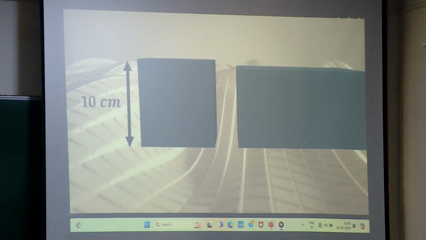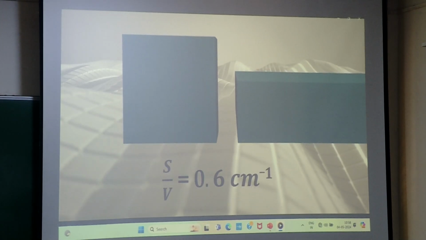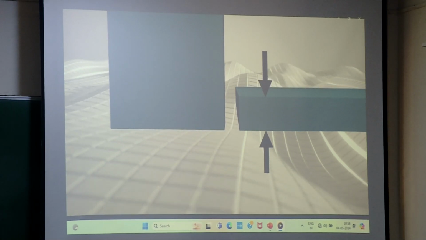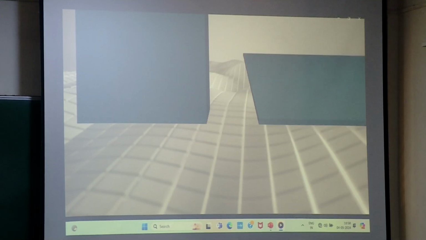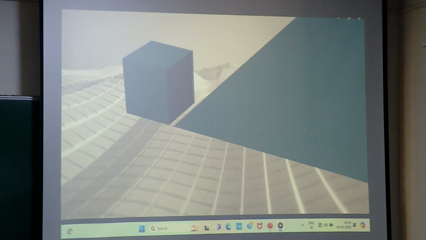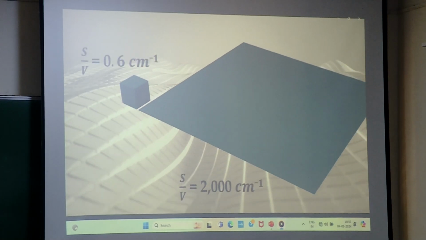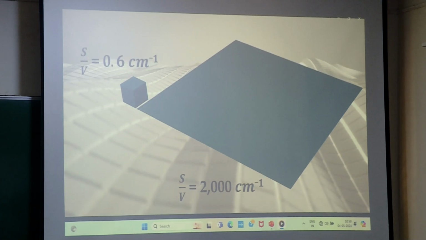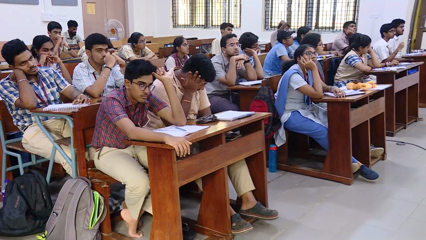They are all packed, but the surface atoms have free ends which can react. So if you take a cube again of 10 centimeter and then shrink it, you can calculate the surface area to volume ratio for 0.001 centimeter. It's the same volume. Volume is not changing, remember. Even in the previous case of the cube, volume doesn't change. It's the surface area alone which changes. You see the change in surface area? It's 2000 centimeter inverse now, the surface to volume ratio.